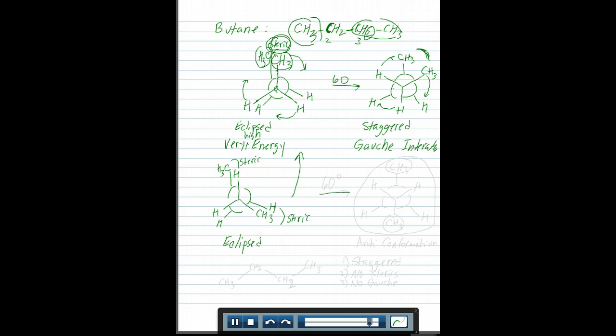Let's rotate it another 60 degrees. Right? Now, what you'll notice is these two methyl groups are as far away from each other as possible, which I'm hoping you would realize is very ideal. The two large groups, your two methyl groups, are as far away from each other as possible. This is called the anti conformation, because your two groups are anti to each other.